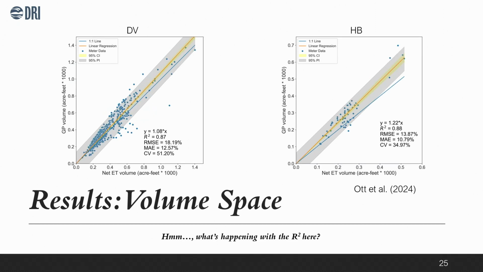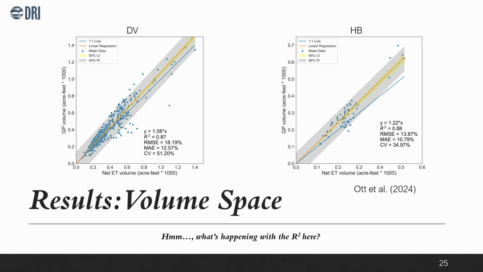And then we have these volume-based estimates. One interesting thing to note here is that from 0.6 R square in the depth space, in the volume space we have R square of 0.87 or almost 0.9. And here also in Harney Basin, where the R square was 0.5 in the depth space, we have 0.88. So what's happening here? The reason behind this is bigger fields will have higher pumping and smaller fields will have smaller pumping.